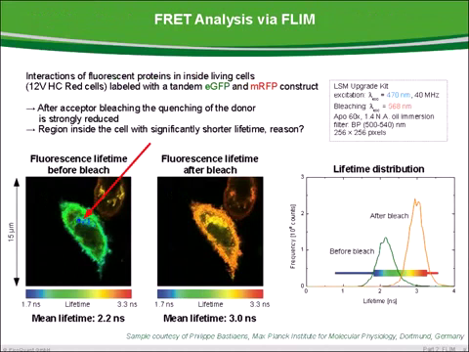Here we have another FRET example. The group of Philippe Bastians expressed a tandem EGFP and RFP FRET construct in living cells. The acceptor bleaching experiment shows that the donor lifetime is decreased due to FRET. In the donor film image, we find a region with strongly reduced lifetime. What is the reason for the reduction of the lifetime?